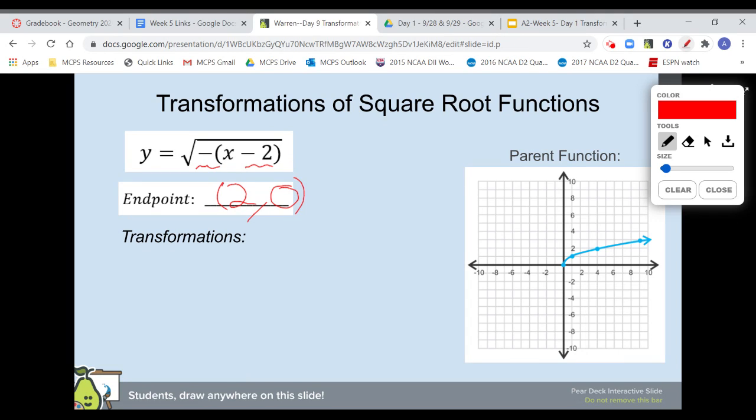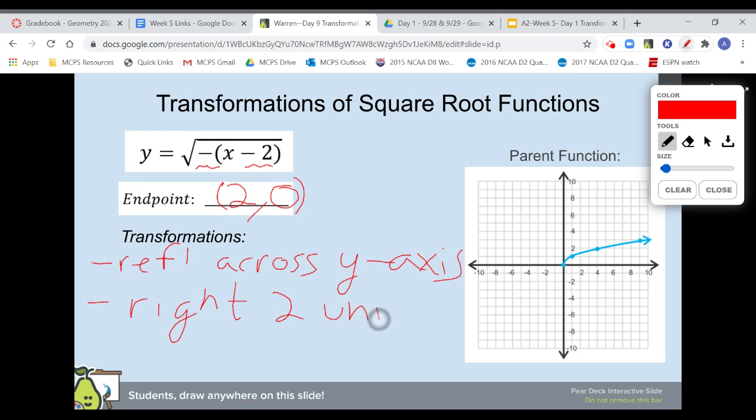When I talk about my transformations inside the square root symbol, that negative sign is going to be a reflection across the y-axis. Again, anytime the negative is under the square root, it's a reflection over the y-axis. And then that -2, since it's under the square root, I'm thinking opposite of what I would normally think. So that's actually going to translate right 2 units.